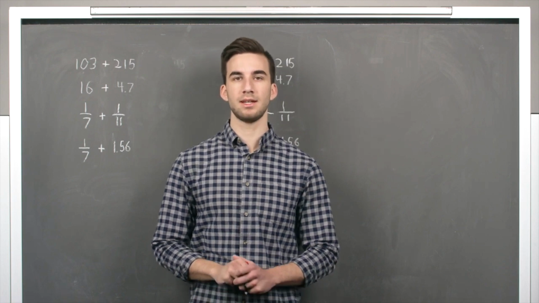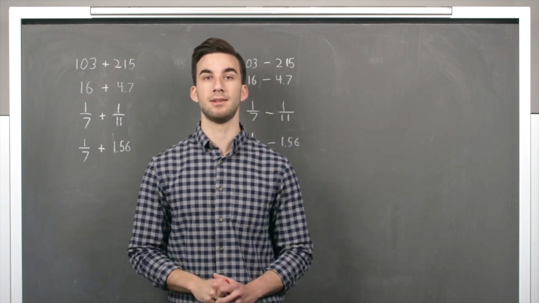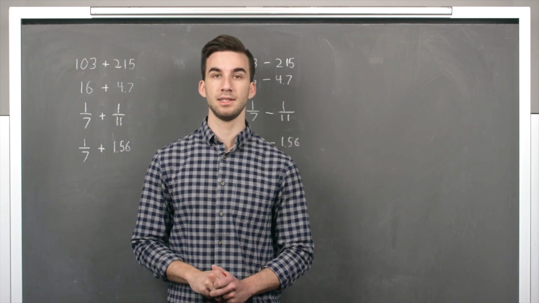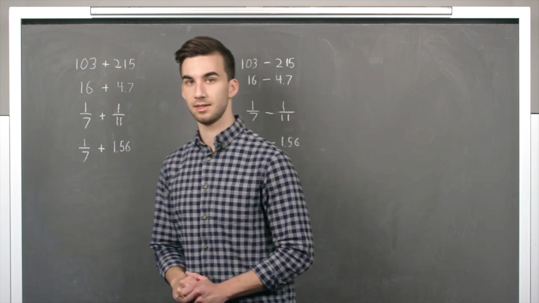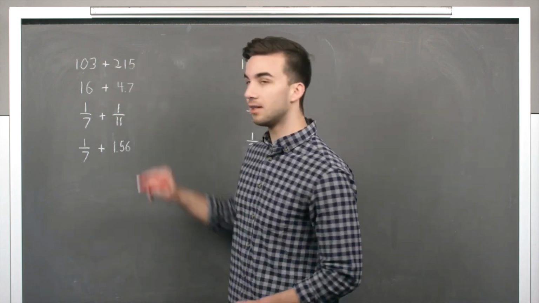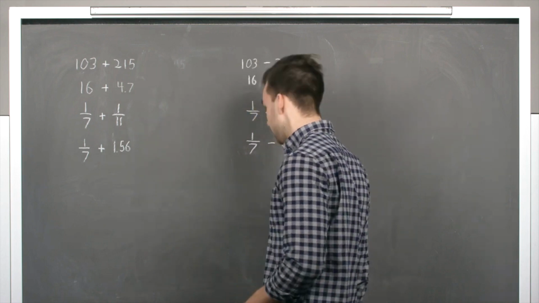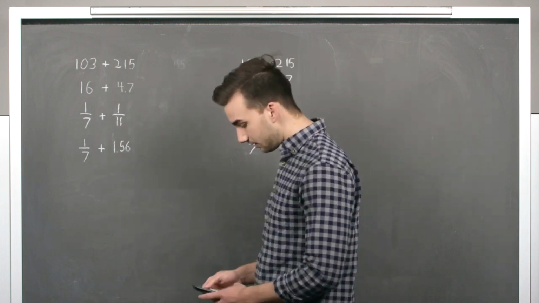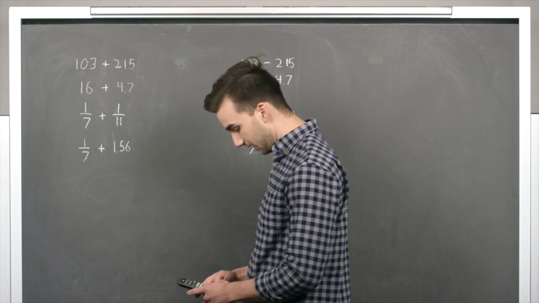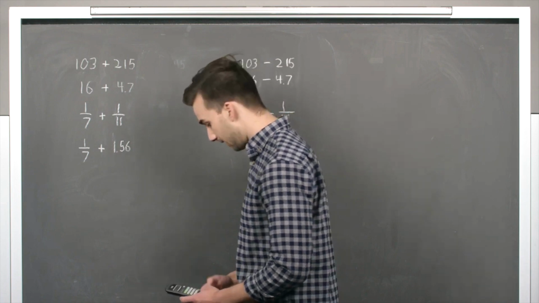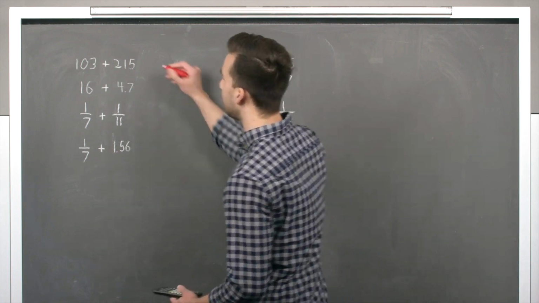Before we learn algebra, it's important that we know how to add and subtract numbers in our calculator. So let's start up here. Do we know how to add whole numbers? Let's do 103 plus 215, and that gives us 318.